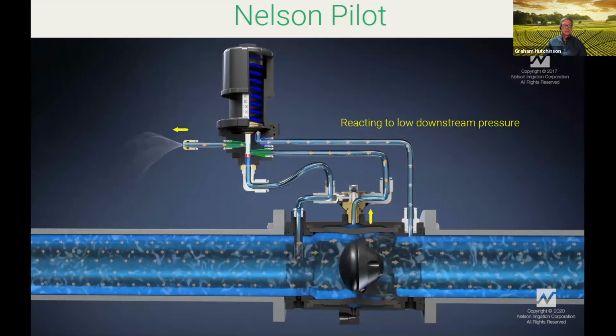In this case, the downstream pressure may be a little low, so the pilot has detected this and rearranged the ports, and now it is taking water off the sleeve and venting it to atmosphere, so a little bit more pressure can get through the valve and control the downstream pressure.